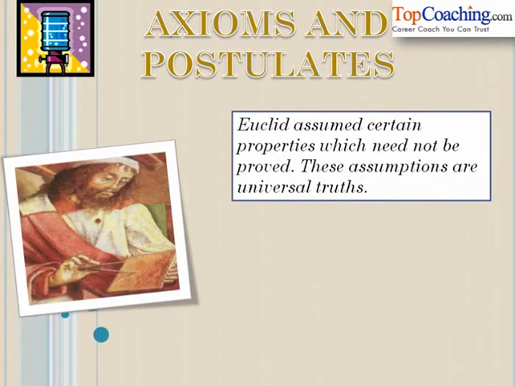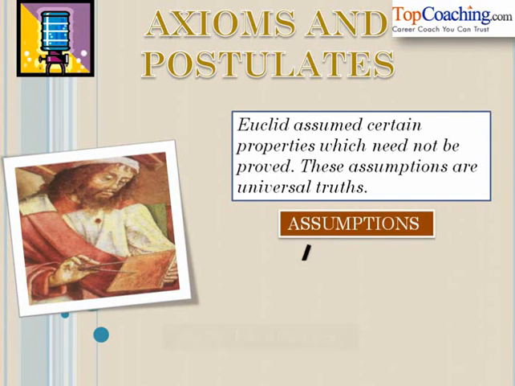Now Euclid assumed certain properties which need not be proved. These assumptions are universal truths. So to derive different theorems and propositions, Euclid assumed certain properties and he didn't prove these properties. These assumptions are universal truths and we don't have to prove them.